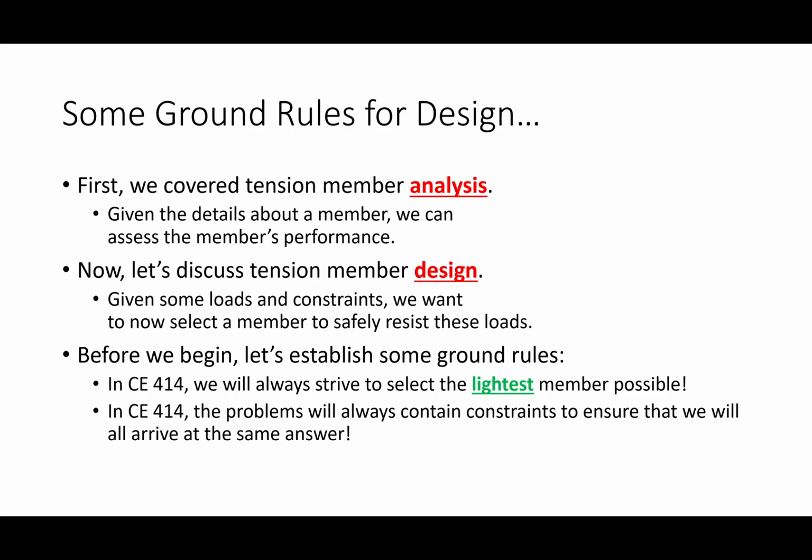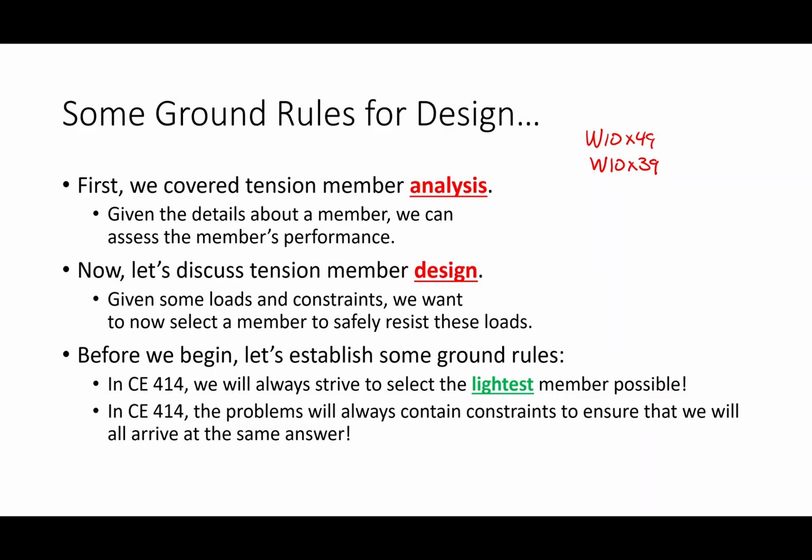Now I want to establish some ground rules about how design is going to work in this class. What I mean by that is we will always strive to select the lightest member possible. So if I had to choose between a W10 by 49 and a W10 by 39, which member do I pick? Why do I pick the W10 by 39? It's lighter. Remember, what does the second number mean? Weight per foot. So why would I care about picking the lightest member? It's cheaper, right? We buy steel by the pound. So if I pick the lighter member, that saves money. And so we will always pick the lightest member. In general, that's what you're doing in the real world.